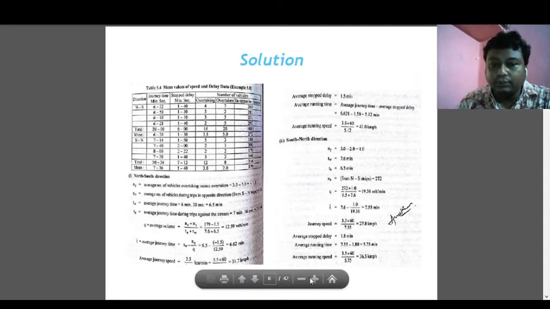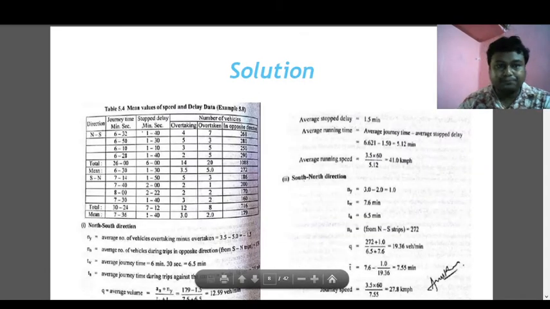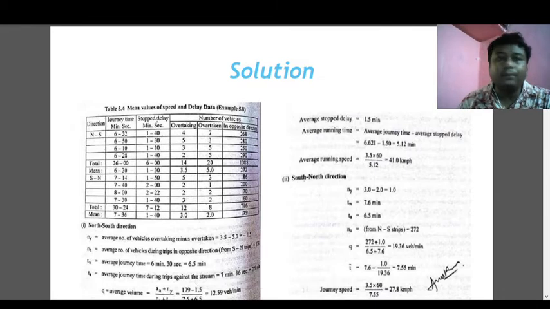So let me zoom the photo. Next, total stop delay. This value is given in the question itself. So how did they find it? The total is 4 minutes, and if we again add these seconds, it is 120 seconds, which means 2 minutes. So 4 plus 2 minutes is 6 minutes. For overtaking, we sum up this value, and in the opposite direction we sum up this value.